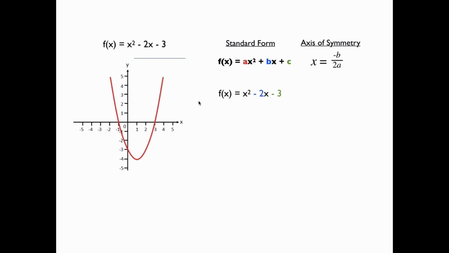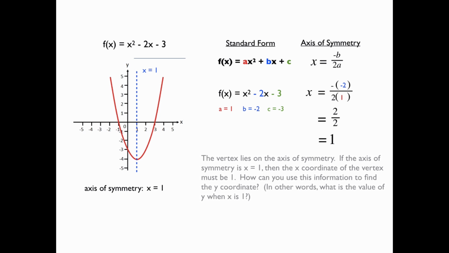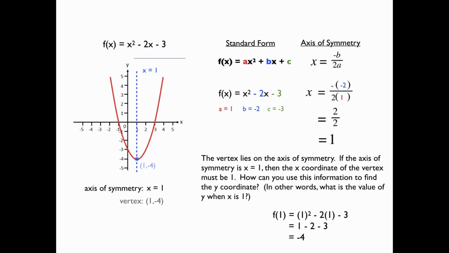All right, so we identify the values of a, b, and c. We can plug them into the formula, simplify, and we see that the axis of symmetry is x equals 1. So we know that the axis of symmetry is x equals 1. How would we find the output if the input is x equals 1? We evaluate the function for x equals 1, and out comes a negative 4. So the vertex lies at (1, negative 4), and the minimum output of this function is negative 4.